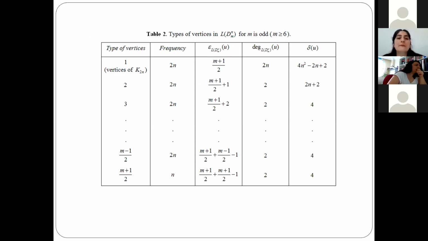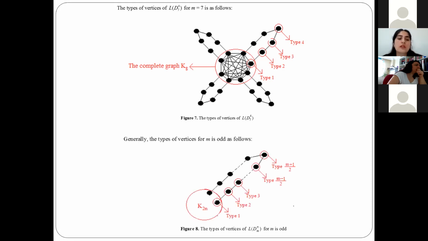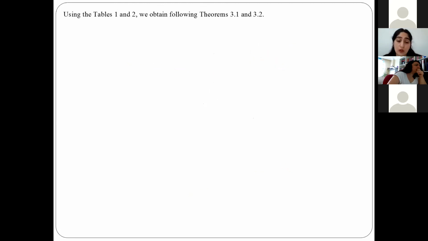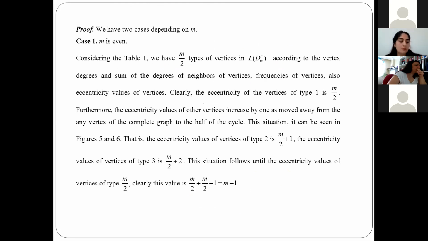In table 2, we represent the types of vertices in the line graph for m odd. The types of vertices of the line graph for m equal to 7 are as follows. Generally, the types of vertices for m odd are as follows. Using tables 1 and 2, we obtain the following theorems. Proofs of the theorems can be seen in the vertex partition of the line graph in tables 1 and 2.